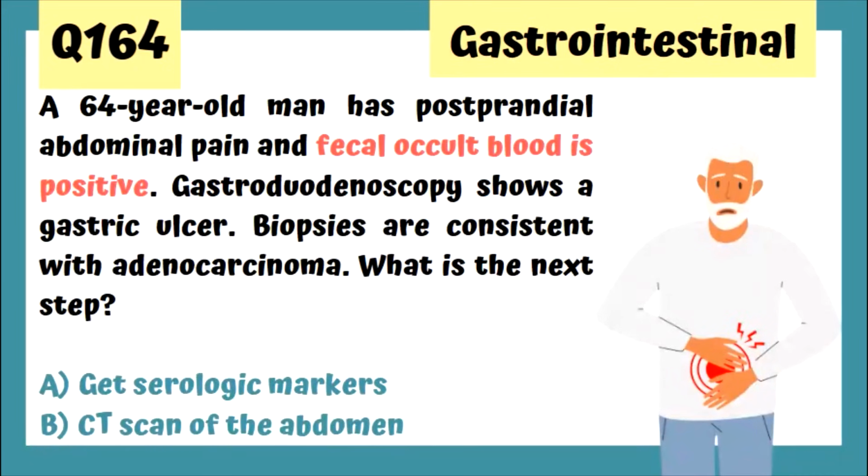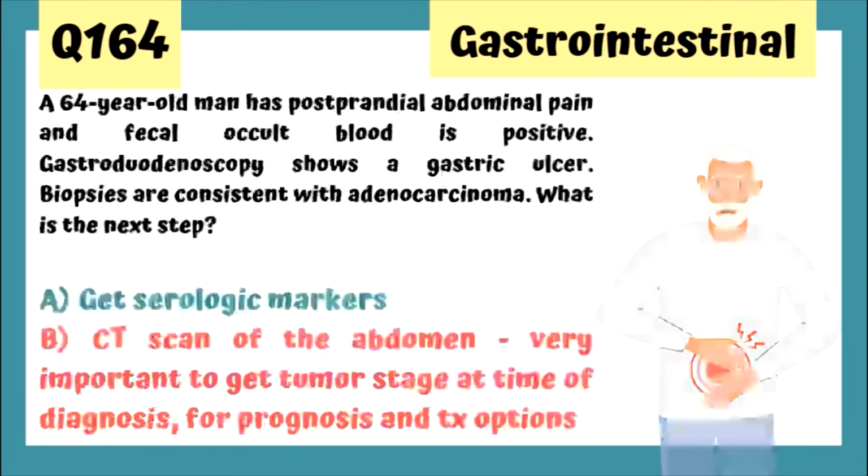Question 164, a 64-year-old man has postprandial abdominal pain and fecal occult blood is positive. Endoscopy shows a gastric ulcer. Biopsies are consistent with adenocarcinoma. What's the next step? So he's got this adenocarcinoma. What do we want to do now? We want to get a CAT scan of the abdomen. This is very important to get tumor staging at the time of the diagnosis for prognosis and treatment options.